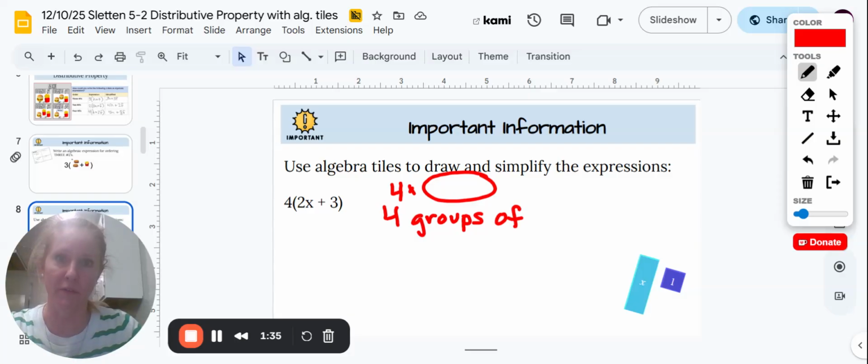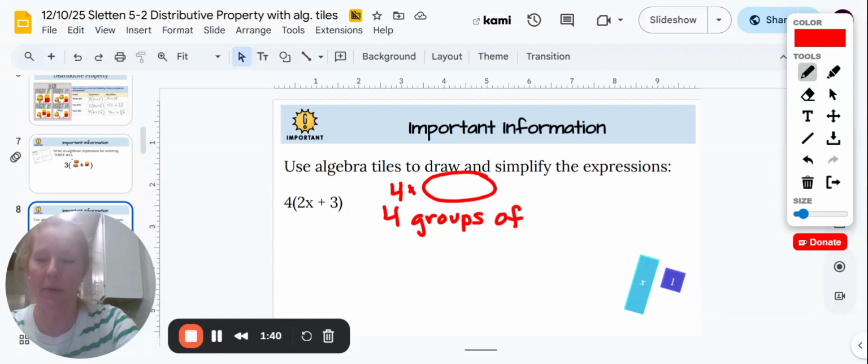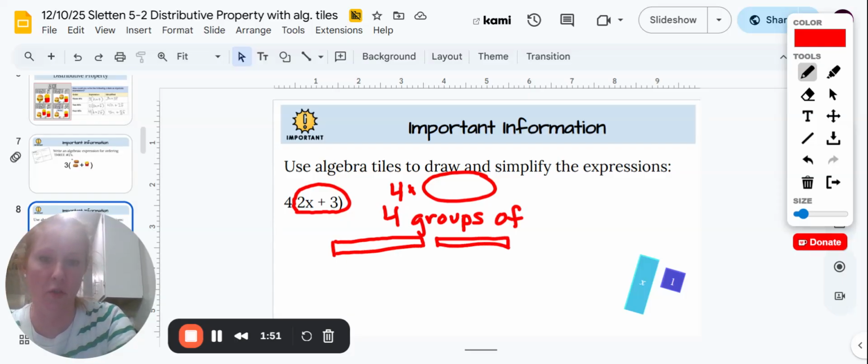If you have 4 times 5, you have 4 groups of 5 in each group. So now we have 4 groups of what's in the parentheses. If I draw that out, I have 4 groups of 2x and 3 1s. So I'm just going to draw that. Here's 2x with 3 1s. There's one group. You can even number them if it helps you.